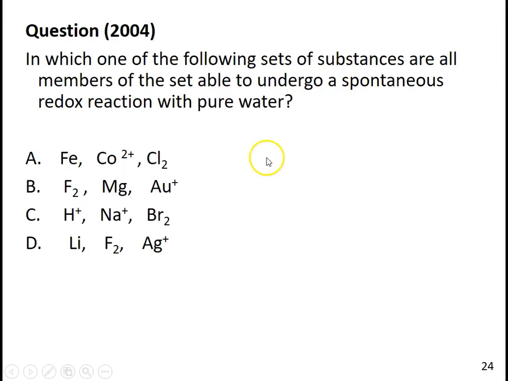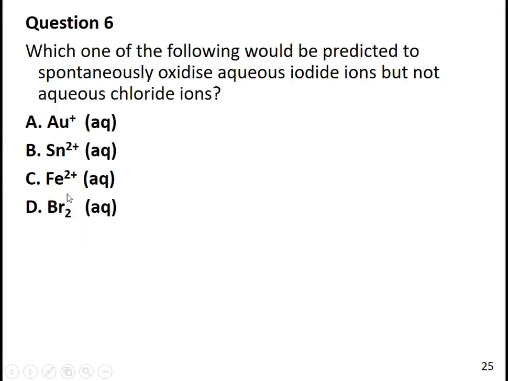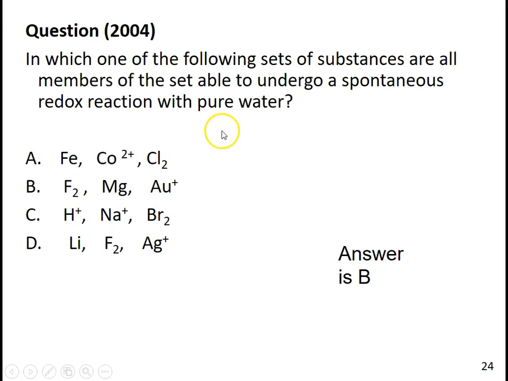Alright, in which one of the following sets of substances are all of the members of the set able to undergo a spontaneous redox reaction with pure water? Pause the video, have a little look. Remember there's a 4 water. Okay, if we look, there's B. No. So the fluorine is up the top and it reacts. It's in the right spot for the water over here. The water over here, when you look down, you've got magnesium underneath it, and the gold is the same as the fluorine. The gold and the fluorine are above the water as a reducing agent.